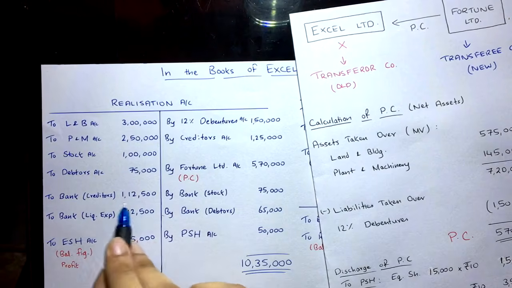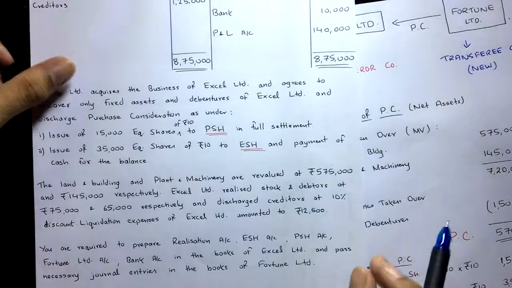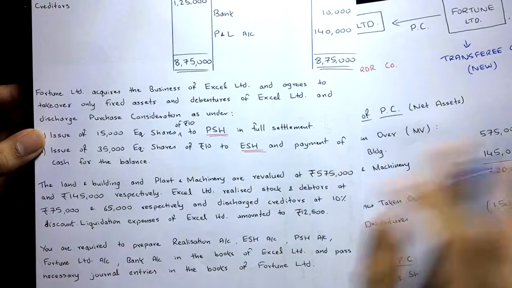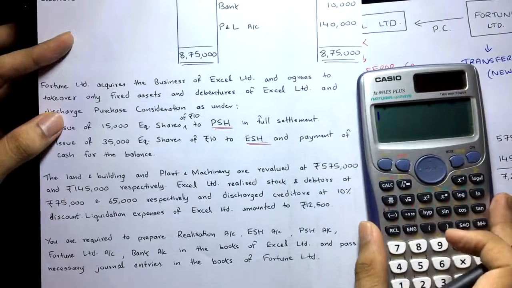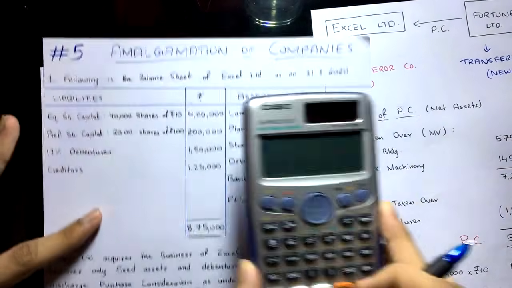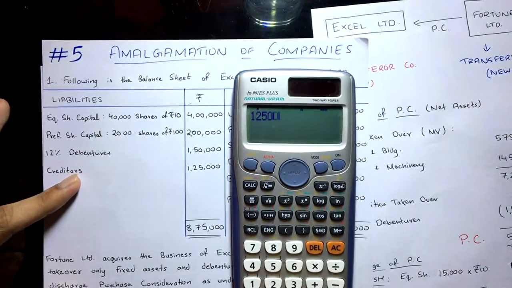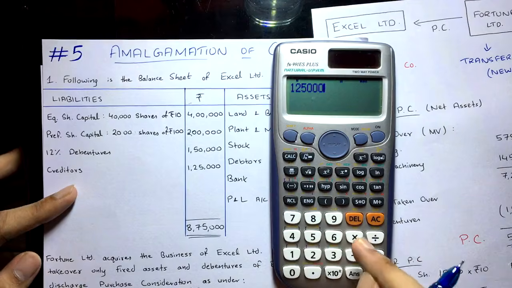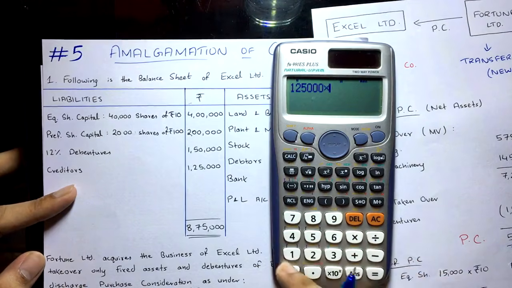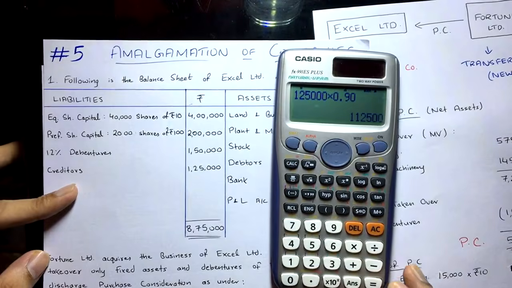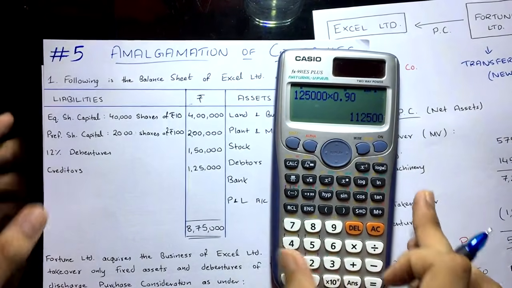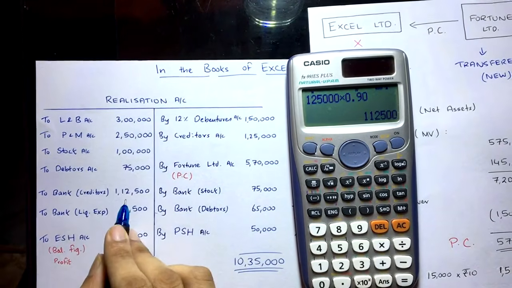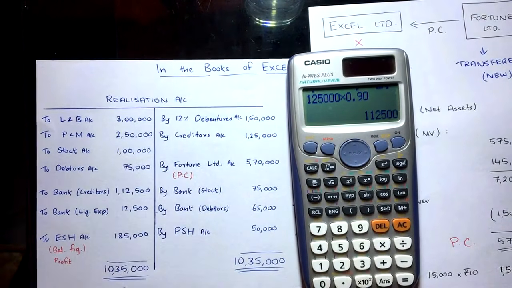But how did I get this amount? See here, in the question they have said what is the agreed value. See here, and discharge creditors at 10% discount. 10% discount means simple, at 90%. The creditors were at 1,25,000 the book value, and it is said in the question that they have been discharged at 90%. 10% less, 10% discount, so into 0.90. Simple. That is equal to 1,12,500. So 1,12,500 will come over here. Okay, to bank 1,12,500. Simple, right?